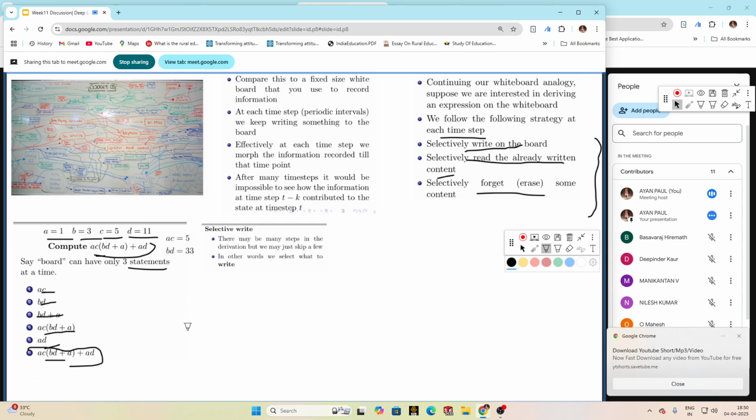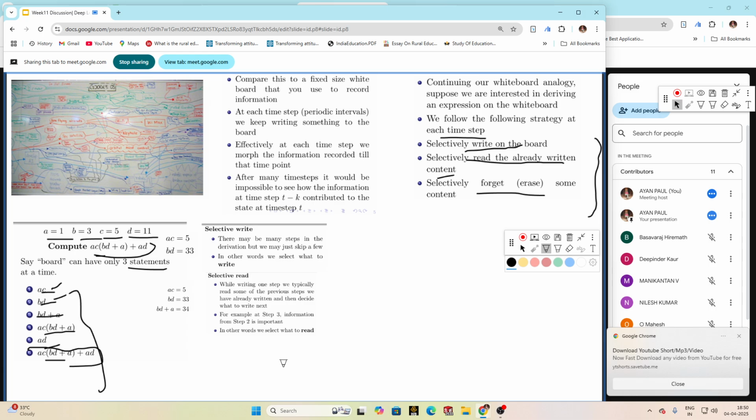So how will we selectively write? There may be many steps in the derivation, but we may just skip a few. In other words, we select what to write. We can write many things, but we will select only a few and skip the others. Initially we will select AC equals 5. That means we select AC, and we select BD. These two things we are selecting first.